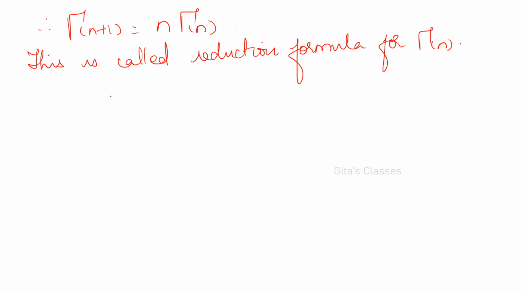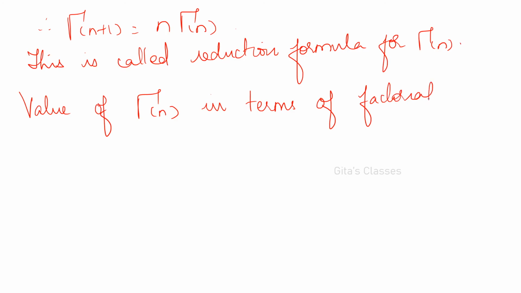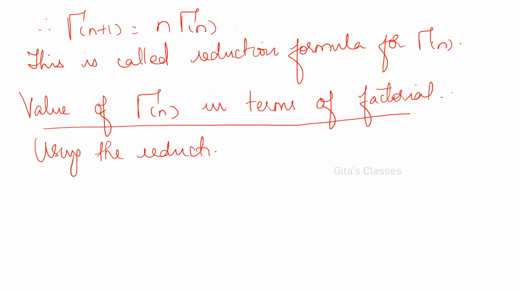Next, the value of gamma of n in terms of factorial. We are going to use this reduction formula only for that. So using the reduction formula, even all the proofs are important. What is our reduction formula? Gamma of n plus 1 is equal to n into gamma of n.